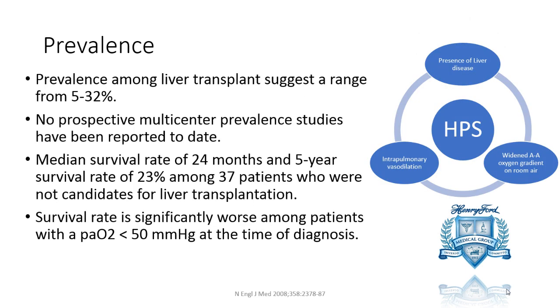As for the prevalence, there's no prospective study, but in patients who underwent liver transplant it suggests a range between 5 to 32%.